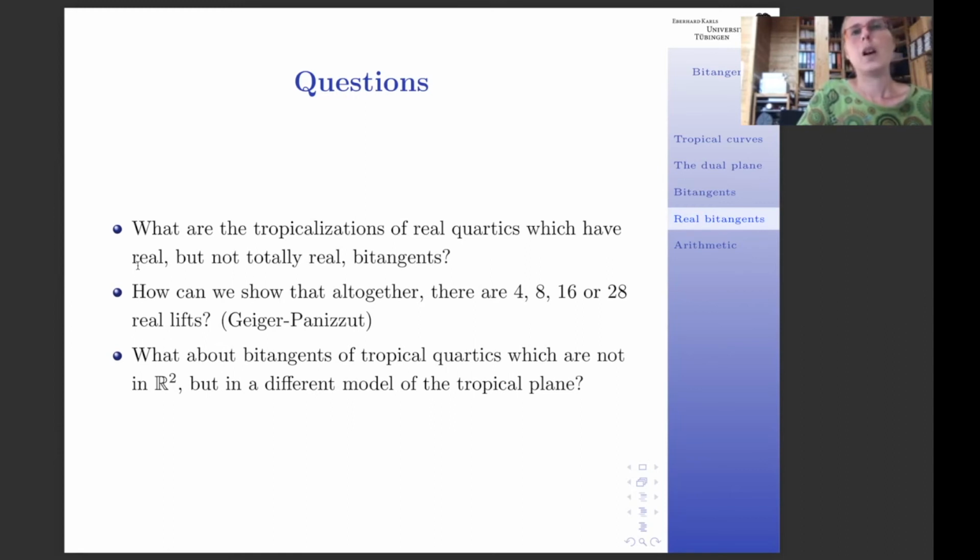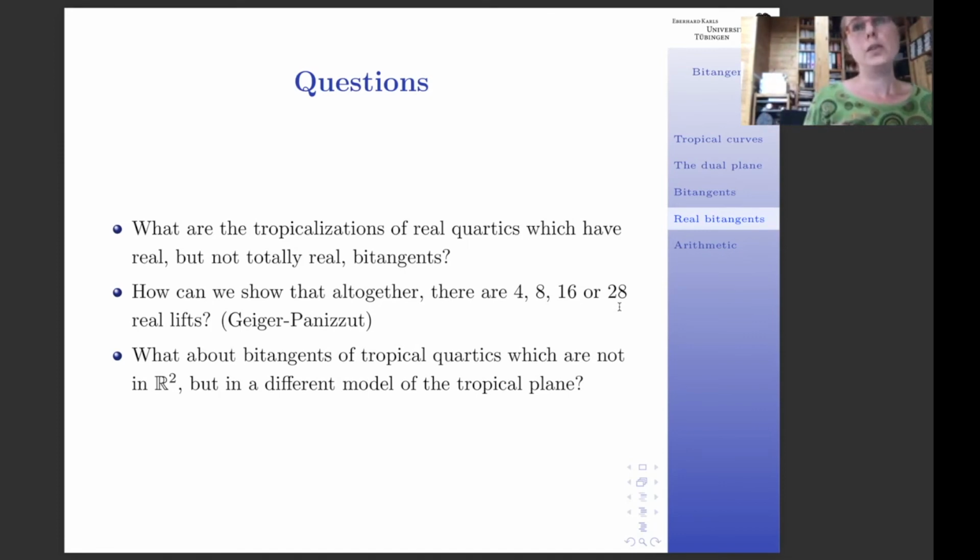Then earlier we talked about how those numbers are related somehow. So we have 7 tropical bitangent classes. We have 4 complex lifts for each, and we have 0 or 4 real lifts for each. But how can we conclude that Pluecker's theorem holds also for the tropicalizations? How can we conclude that we obtain altogether only 4, 8, 16, or 28, and not maybe something like 12 or 20? If I had 3 tropical bitangents that would lift and all the others not, then I would get 12. Why is that not possible?